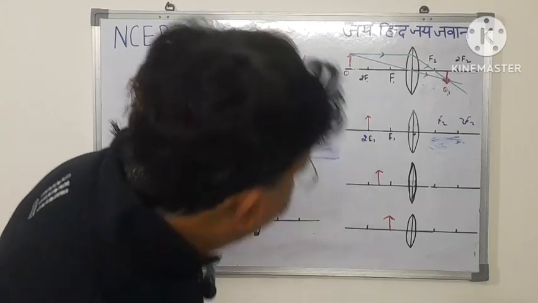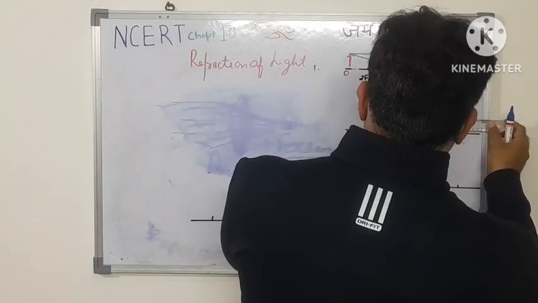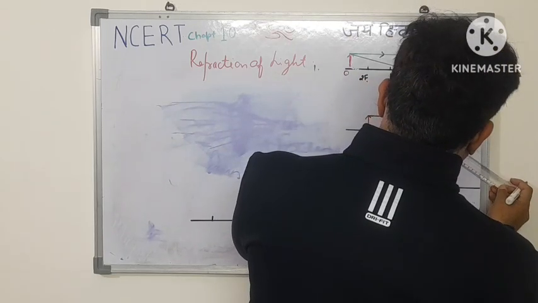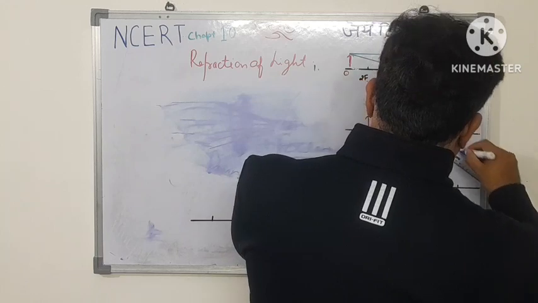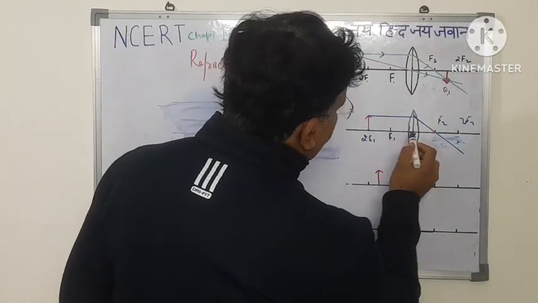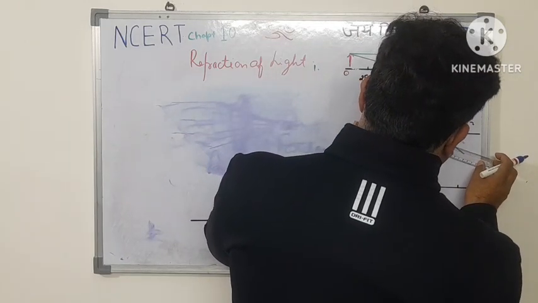In this case, again we'll follow the same pattern. One ray is to be passed parallel, and it will pass through the focus point only. Another ray has to pass through this optical center.